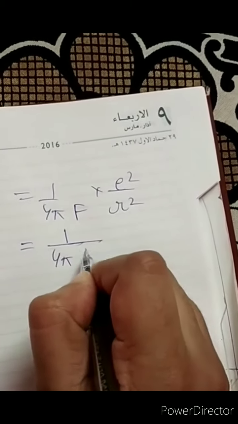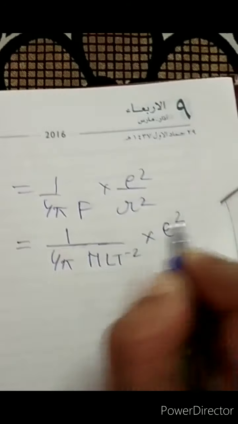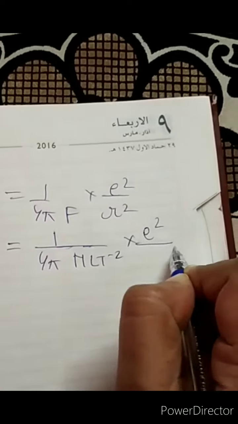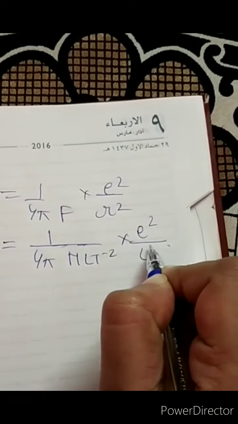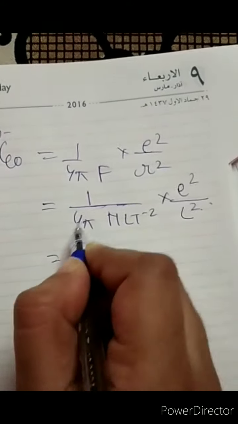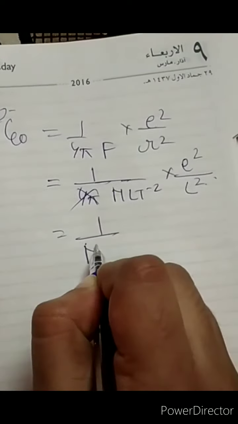What is force? Force is equal to mass into acceleration. What is E? It is the charge. And now you will say put the dimension of charge over here. No, wait. It will cancel out later on. R is length, so R square is L square. So what I'm left with, can I just leave this 4 pi because it is already a dimensionless quantity.